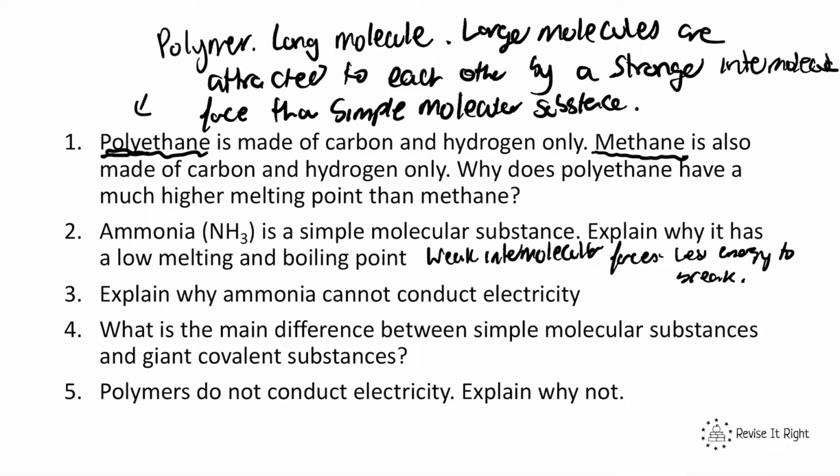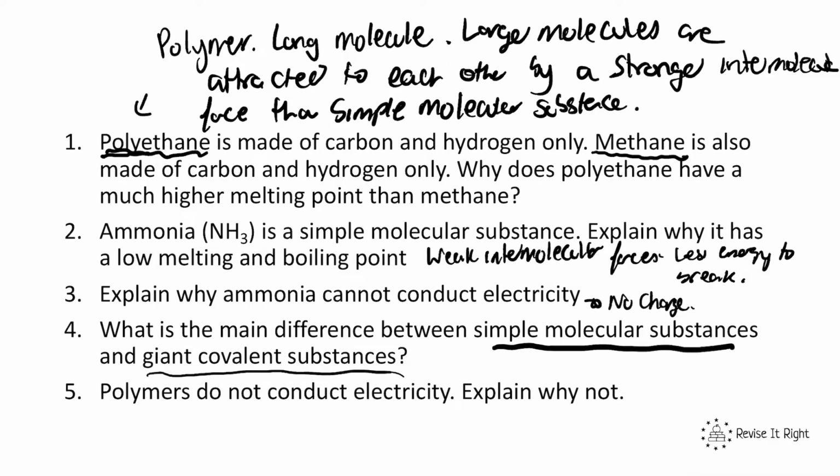Number 3, explain why ammonia cannot conduct electricity. Ammonia is a simple molecular substance, and we said that simple molecular substances have no charge. They are not ions, they have not lost or gained any electrons, so they have no charge, and you need a charge to carry electricity. Therefore it cannot conduct electricity because it contains no charge.